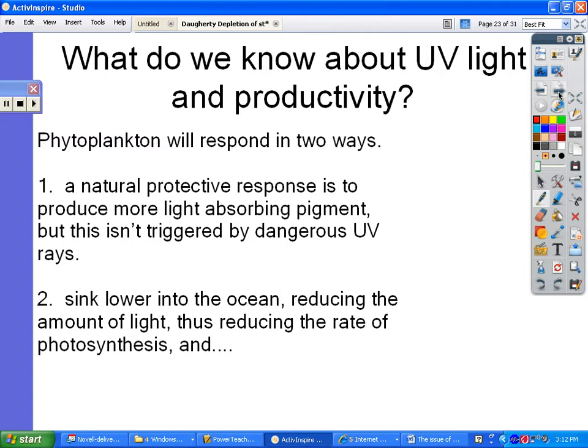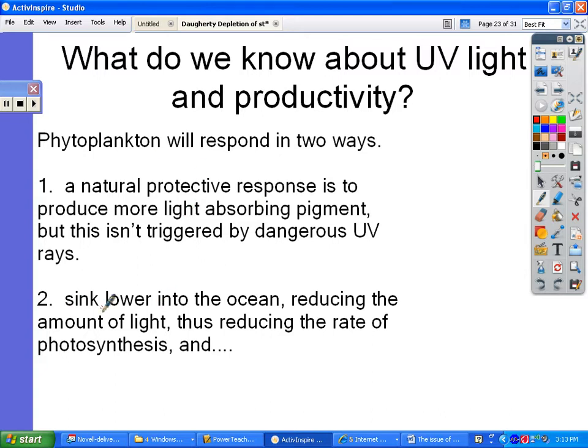Okay. What about productivity, meaning like with your plankton and with your plants? Okay, so plankton in the water, there's two different ways they can respond. The first one says here that a natural protective response is to produce more light absorbing pigment, but this isn't actually triggered by the dangerous UV rays. And so we said UVB. UVB can be pretty dangerous. It says UVB, for some reason, does not trigger plankton to make more pigment, like would sometimes happen with other forms of UV. So it will not acquire extra protection. So this is actually bad.